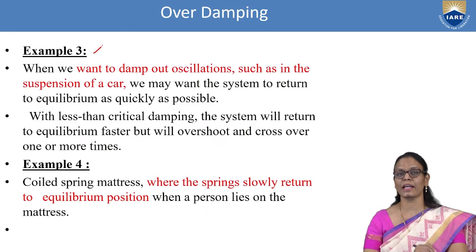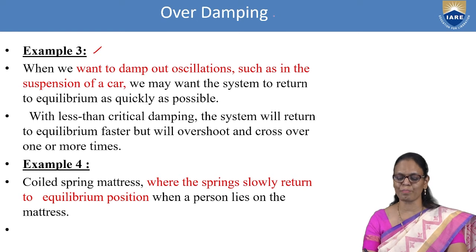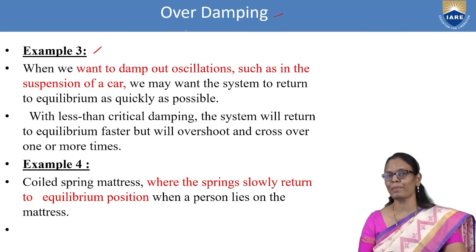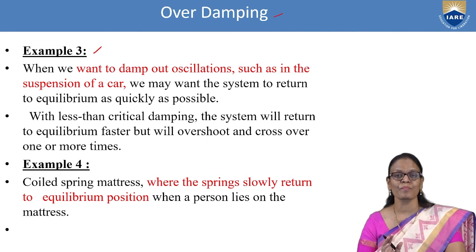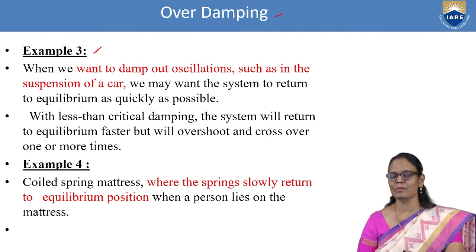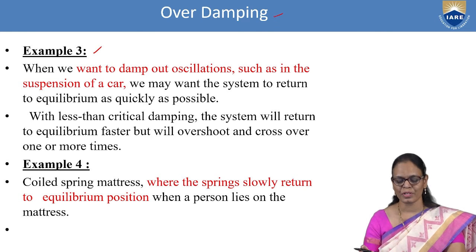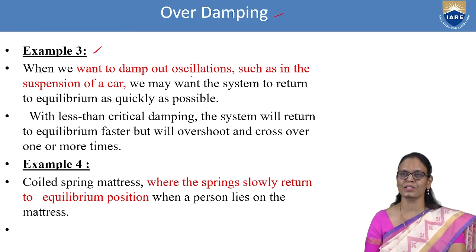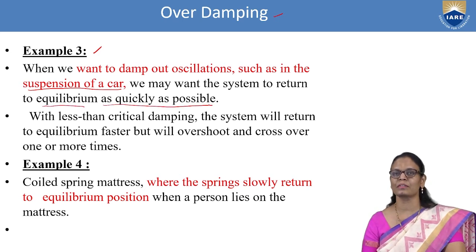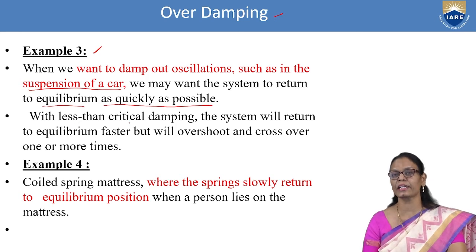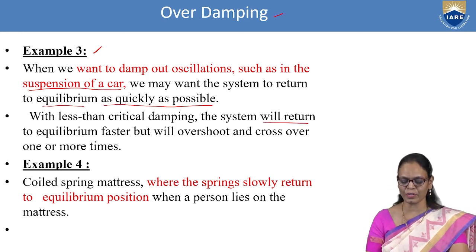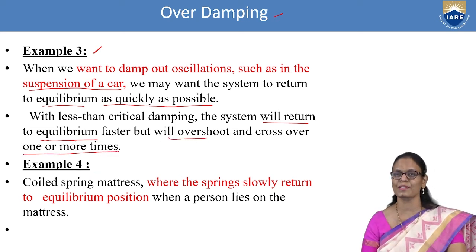Now let us see example 3. This is the best example for overdamping. So in overdamping, what happens? It cannot come to rest immediately or in the least possible time, but it will come slowly. So when we want to damp out oscillations, such as in the case of the suspension of a car, and we want the system to return to equilibrium as quickly as possible. But with less than critical damping, the system will return to equilibrium faster, but it will overshoot across one or more times. That is the problem.